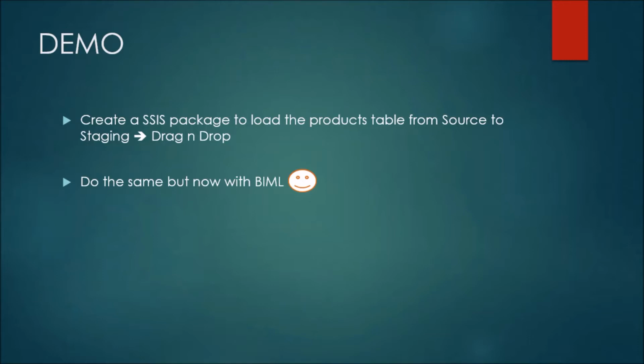Alright, it's time for some action. First, we create an SSIS package to load a sample products table from source to staging in a more conventional manner, the drag and drop option, and then we'll do the same, but now with BIML. So let's jump to the demo.